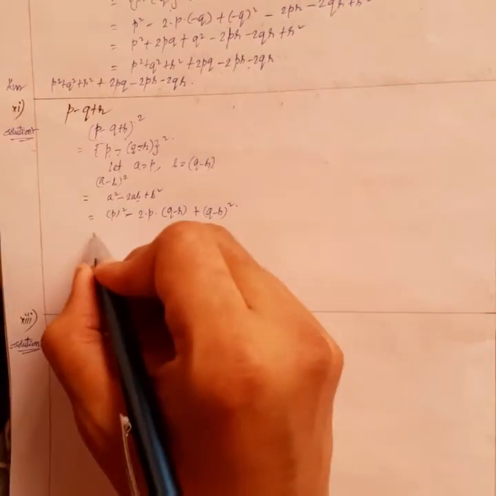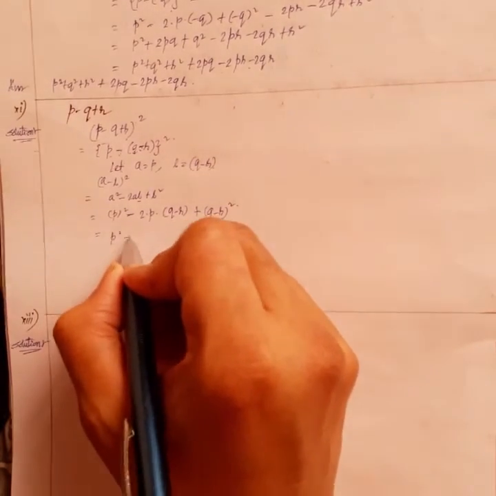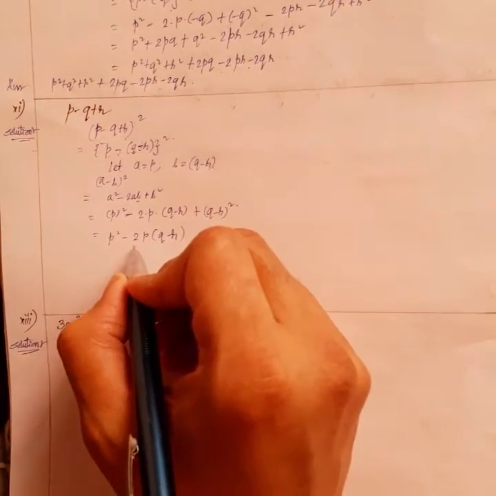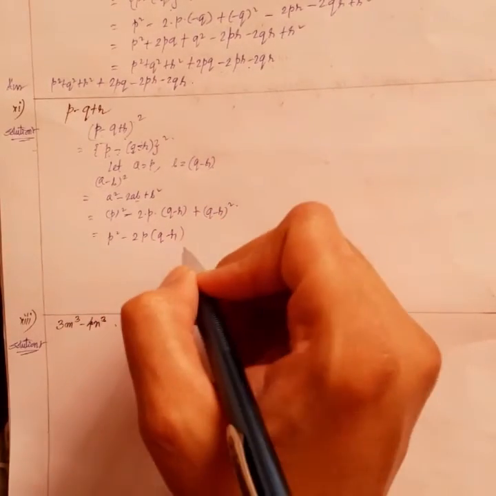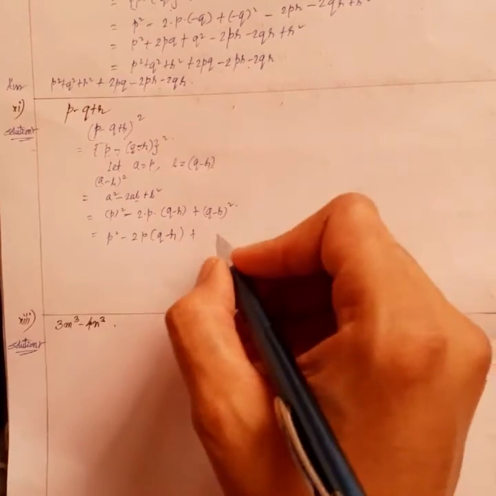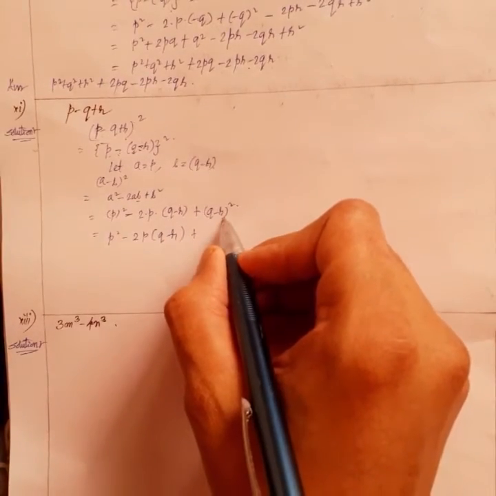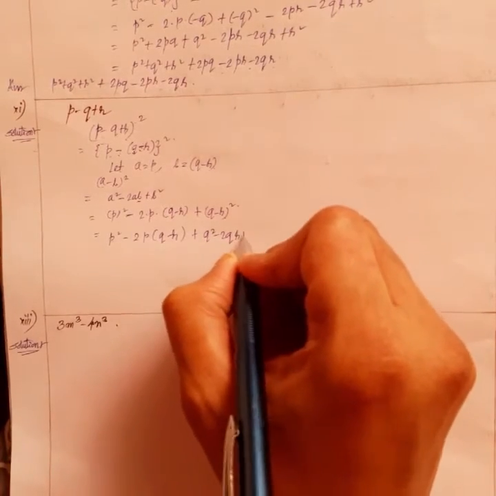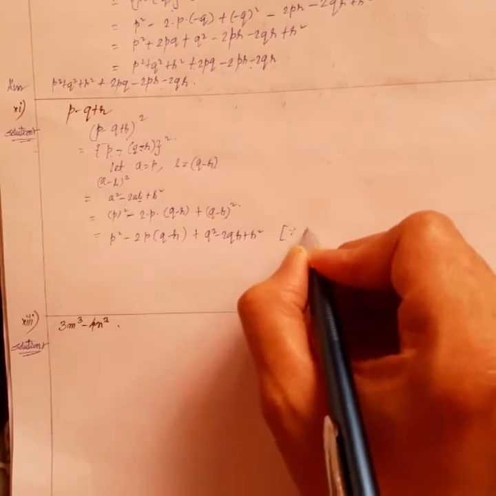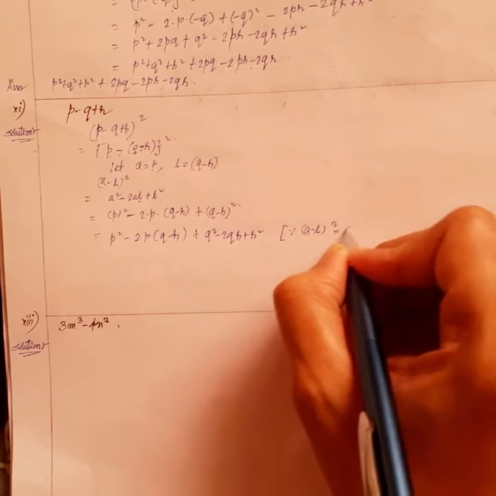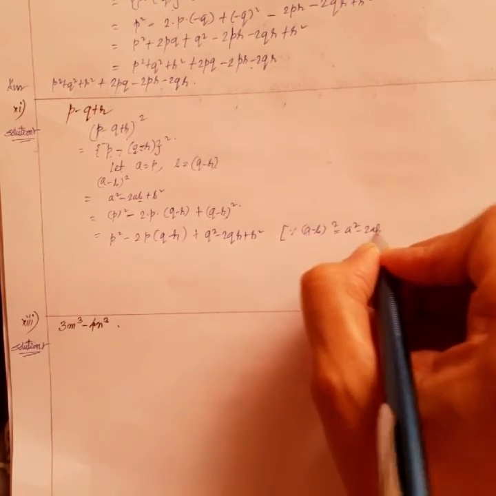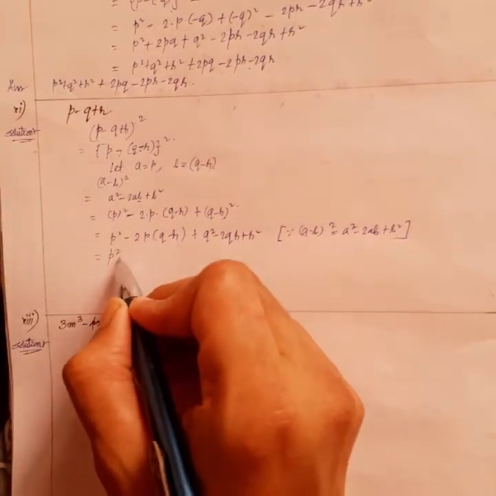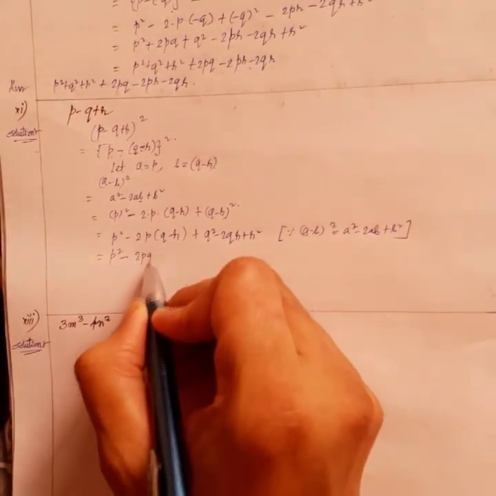Now this will become p square minus 2p into q minus r. Actually, you can multiply this in this step also, I just forgot to do that. And q minus r whole square gives you q square minus 2qr plus r square, since you have used the formula a minus b whole square is equal to a square minus 2ab plus b square. Okay, now from here you are getting minus 2pq.